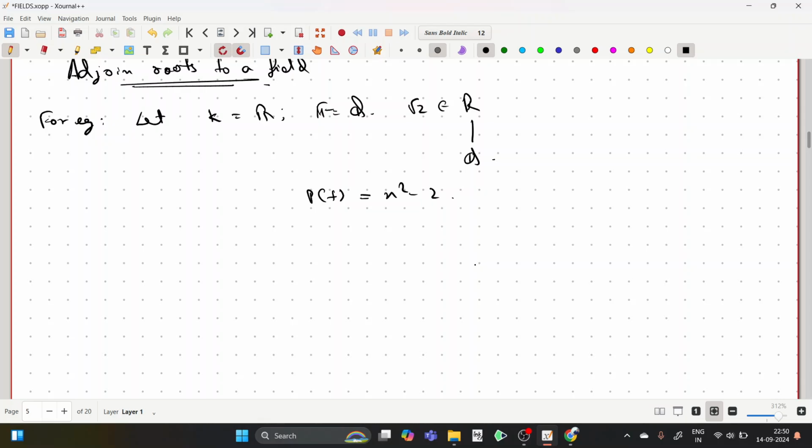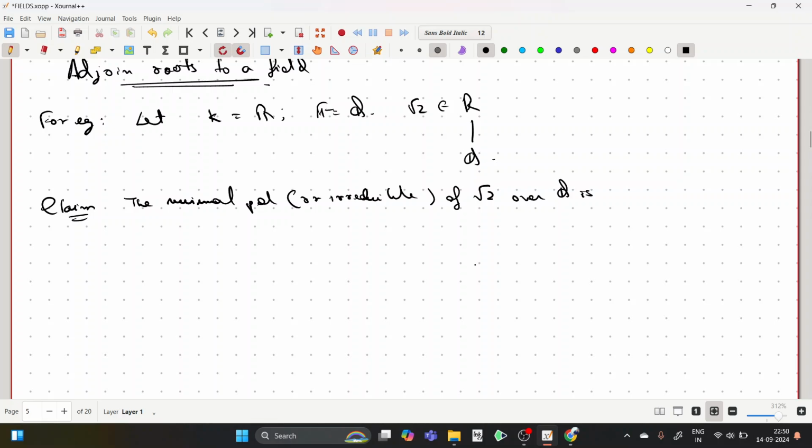So let me just prove this first. Let me prove this as a statement, then I will continue. So claim: the minimal polynomial, or the term I used in the previous lecture, the irreducible polynomial of root 2 over Q is x square minus 2.